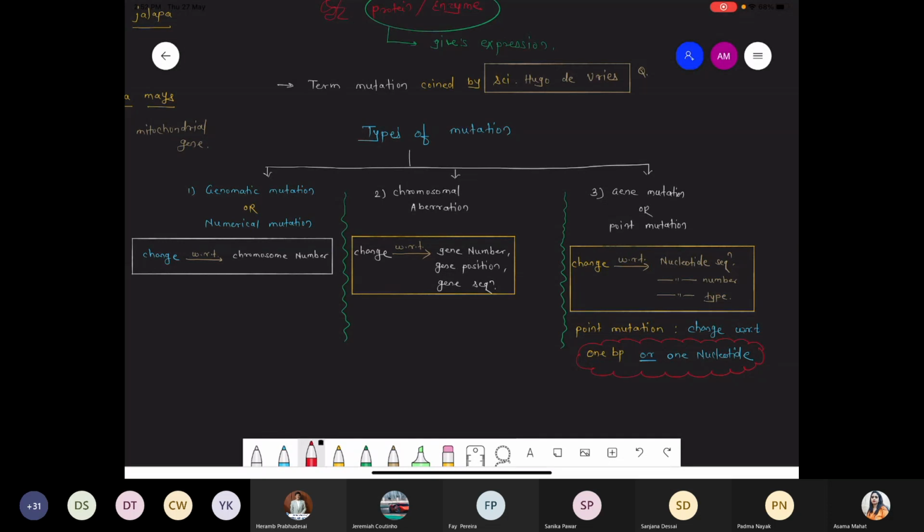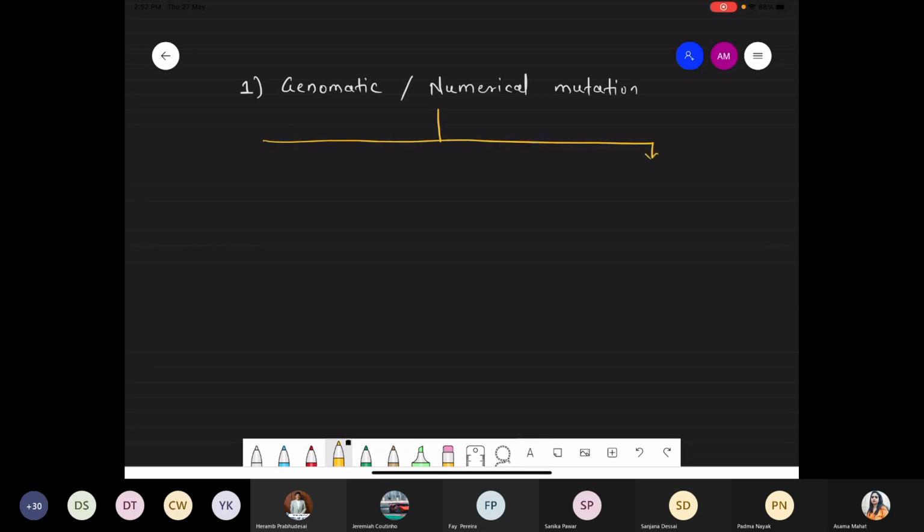Fine. So first of all, we are talking about the first type in detail, genotypic mutation, also called the genomatic or numerical mutation. Write down number one: genomatic or numerical mutation. We are talking about a change with respect to number, the chromosome number. Such genomatic or numerical mutations divide into two types.